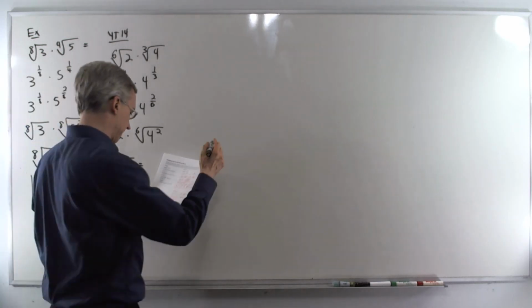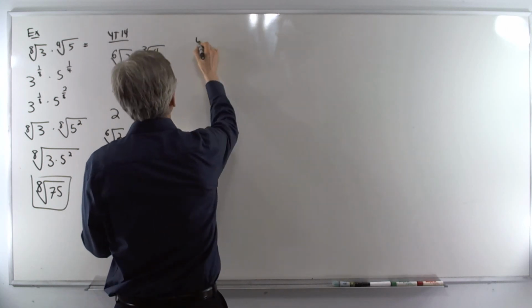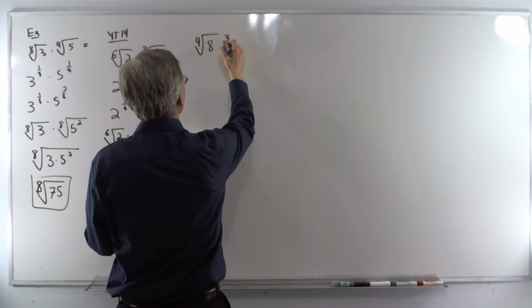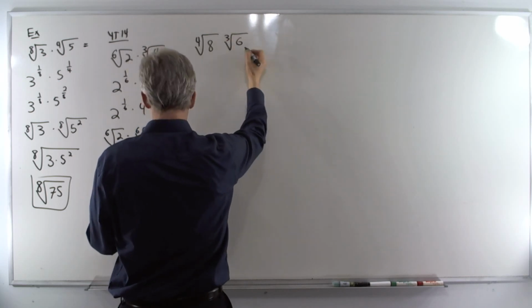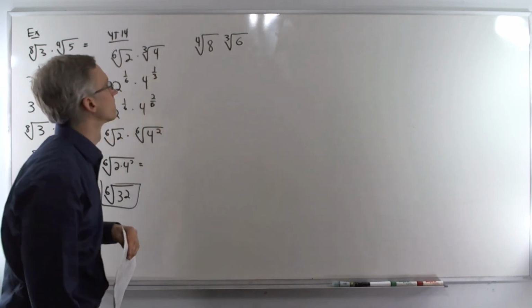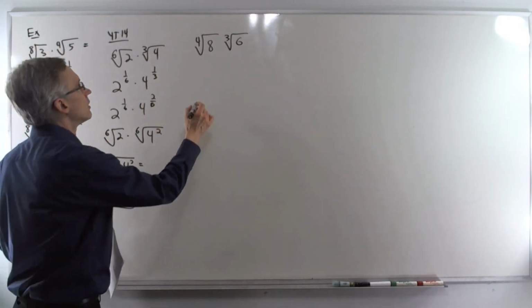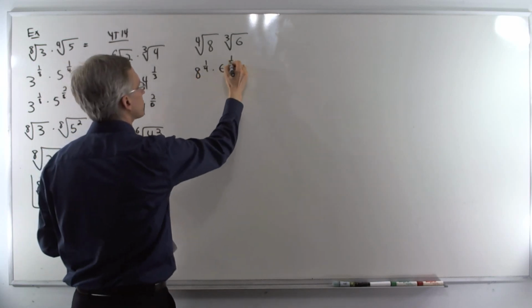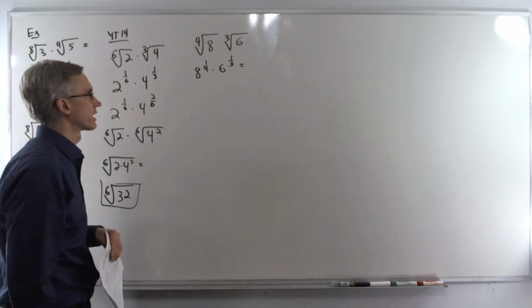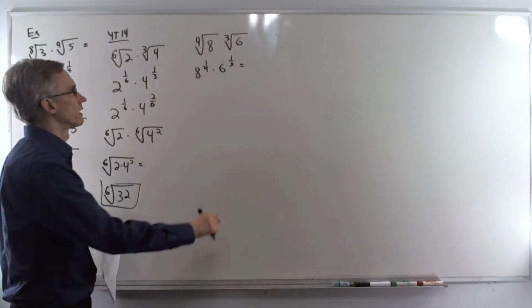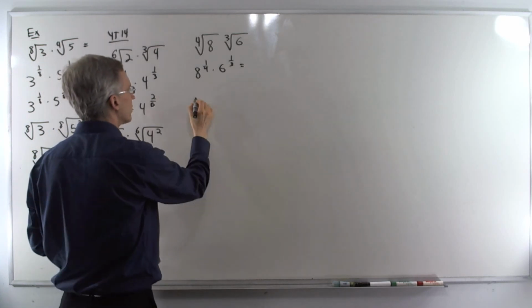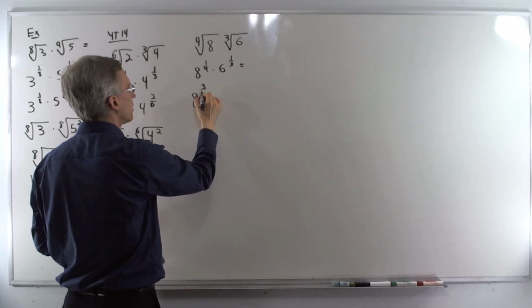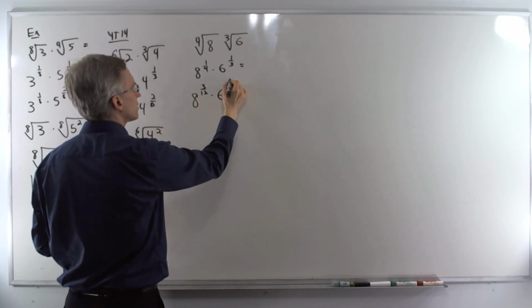Next up, we've got the 4th root of 8 times the 3rd root of 6. Okay, so that is 8 to the 1/4 power times 6 to the 1/3 power. Now to get a common denominator, find the least common multiple of 4 and 3, and that's 12. So we'll convert these fractions to have a denominator of 12. So 8 to the 3/12 times 6 to the 4/12.